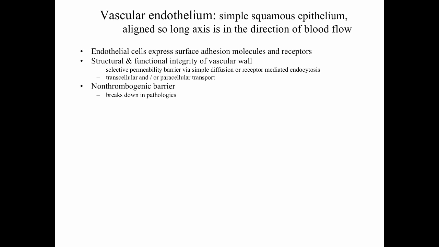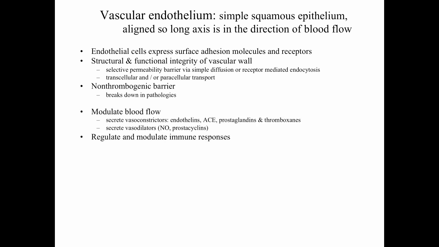so you can get blood clots forming in the vessels. The endothelium can modulate blood flow through the vessels because the endothelial cells can secrete vasoconstrictors and/or vasodilators. So some vasoconstrictors might be endothelins, angiotensin-converting enzyme, maybe prostaglandins, thromboxanes. Vasodilators might be prostacyclins or nitric oxide, for example.